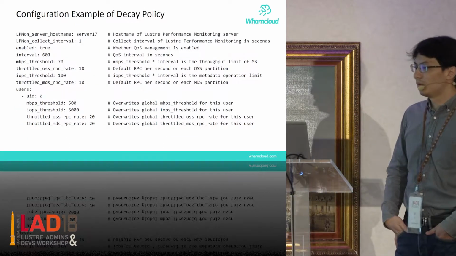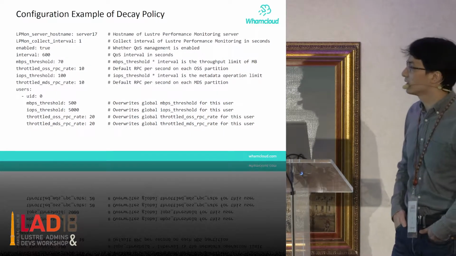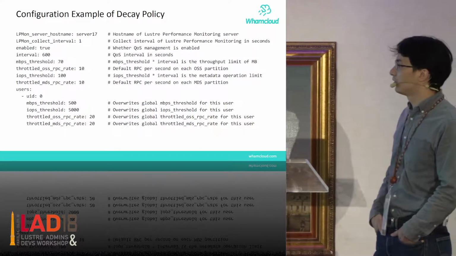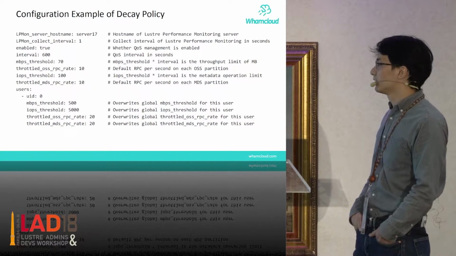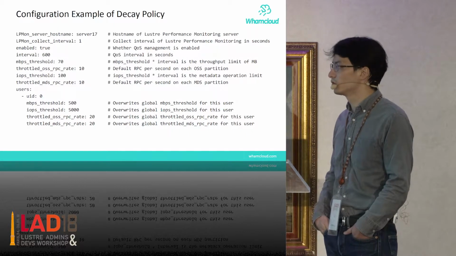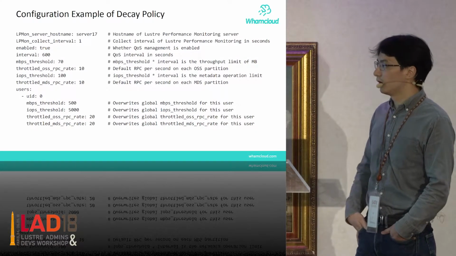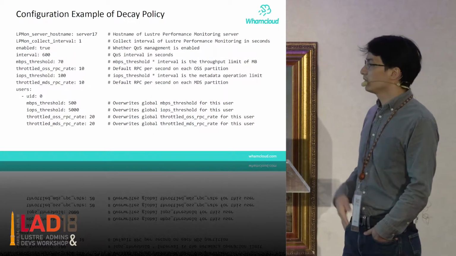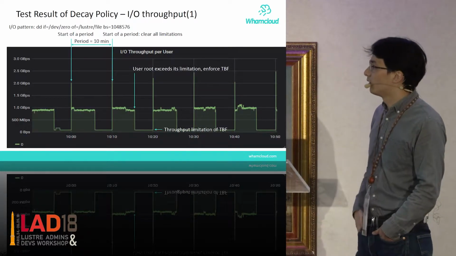So this is an example of how you configure the decay policy. You need to configure and install the monitoring system, and you need to input how long the QoS time period should be, and you can set the throttles of the IOs, and you can set the TBF limitation you want to enforce if these throttles have been reached. And for different users, you can set different throttles and different priorities.